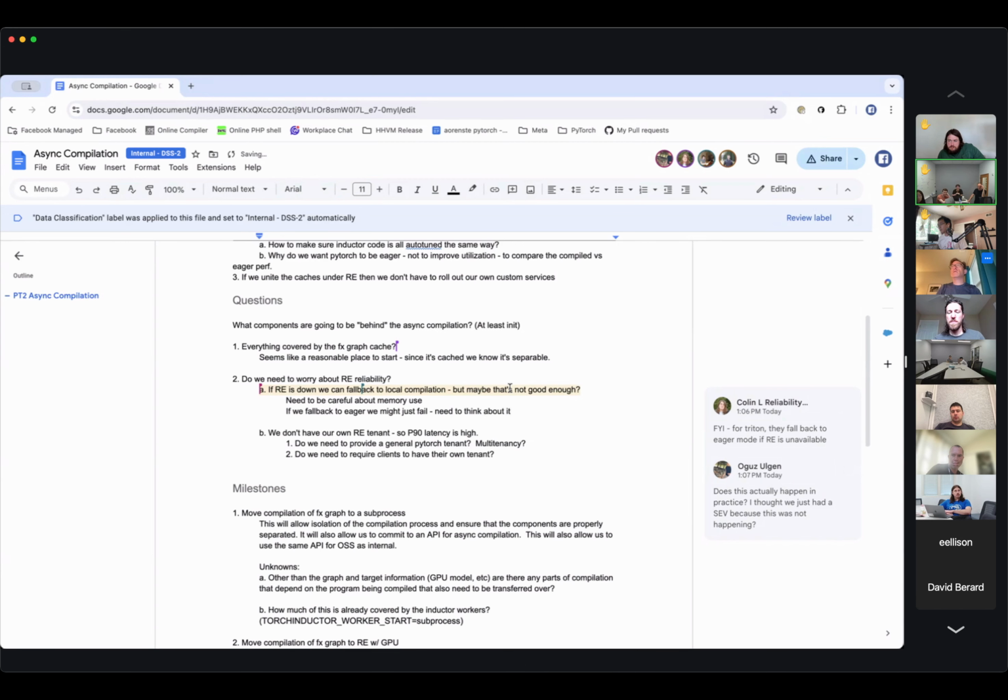I vaguely heard that a lot of the performance regressions we had also led to SEVs. And I'm curious about the RE reliability question, if fallback is actually a valid option for us.